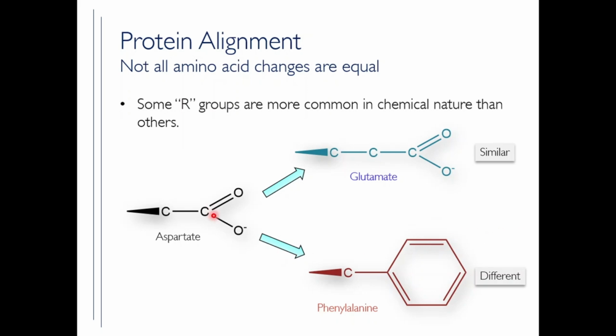So we can say that this particular change to phenylalanine is most likely to have an impact on protein function, if indeed this particular aspartate is found within a region of the protein that actually has a real function, and it's not just a linker region, which we'll talk about later on.